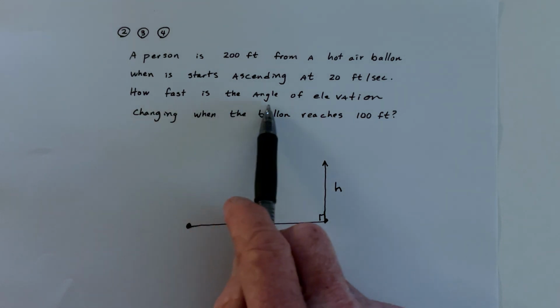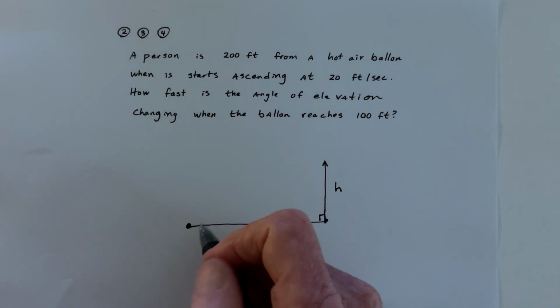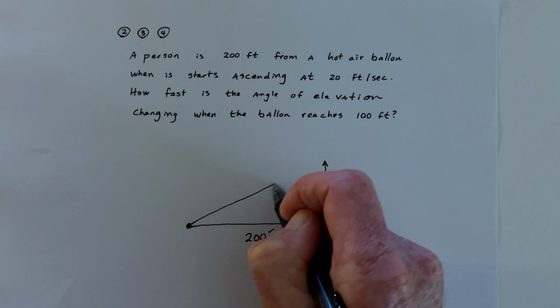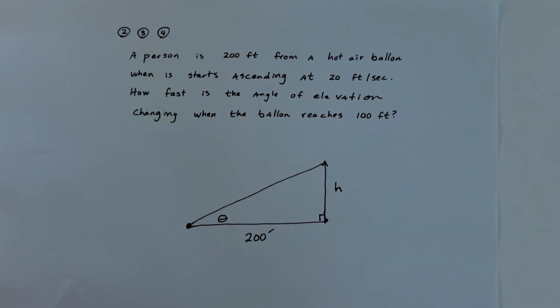So how fast is the angle of elevation changing? One detail that I left out is, of course, the person is mesmerized and they are staring at the hot air balloon. They're looking up at it. So this is the angle of elevation.